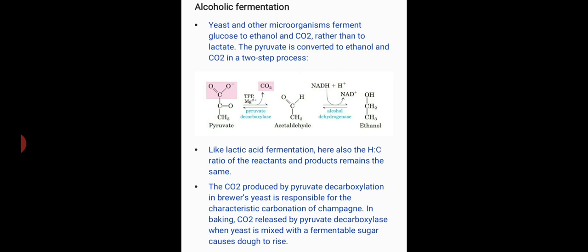In the second step, acetaldehyde is reduced to ethanol through the action of the alcohol dehydrogenase enzyme, with the reducing power furnished by NADH derived from dehydrogenation of glyceraldehyde 3 phosphate.